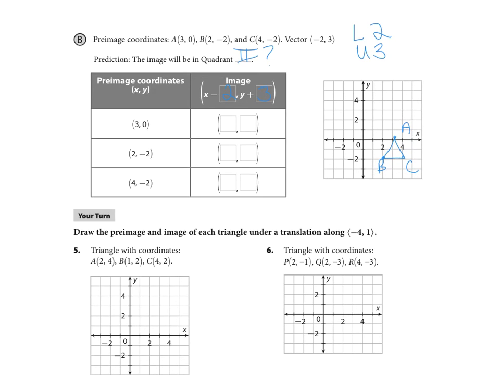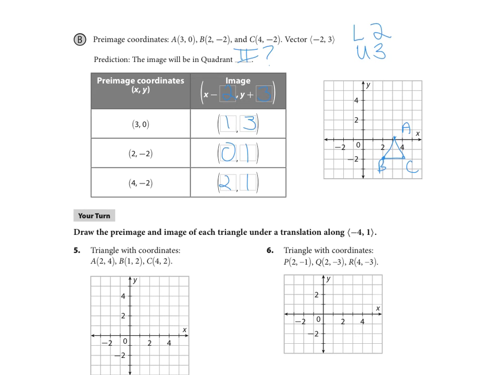Okay, so 3 is going to get 2 subtracted from it, so we land at 1. 0 is going to get 3 added to it. We land at 3. 2 subtract 2 is 0. Negative 2 add 3 is 1. And 4 subtract 2 is 2. Negative 2 add 3 is positive 1.